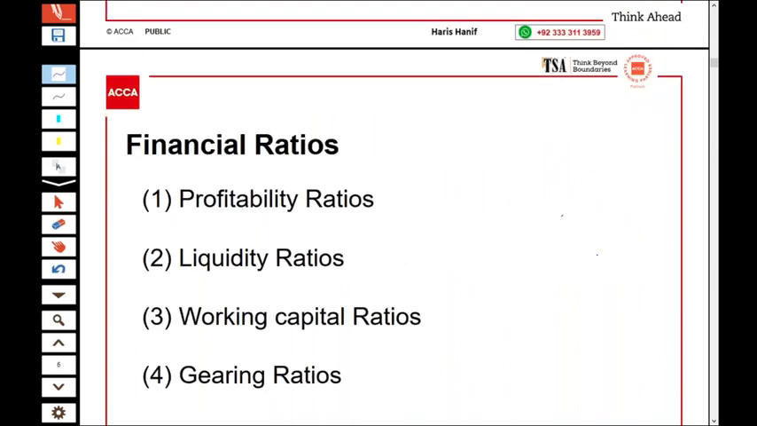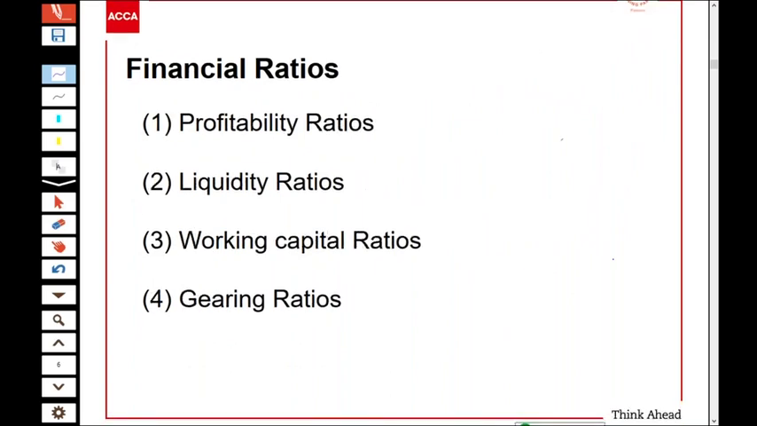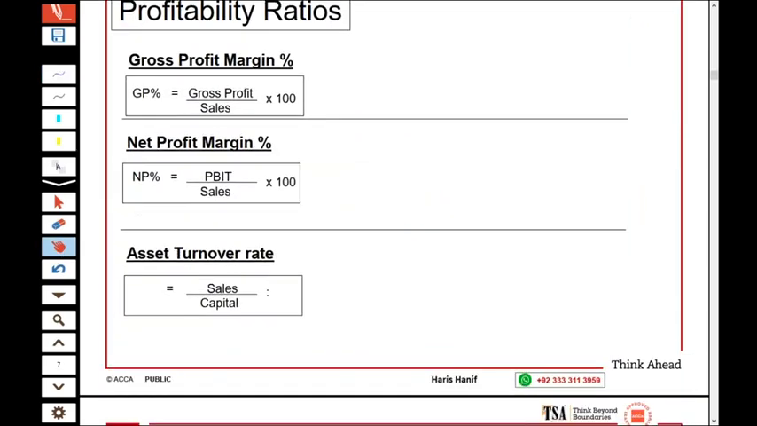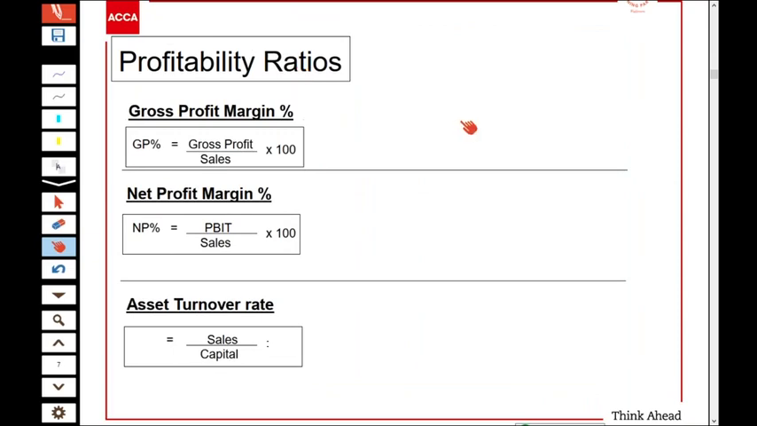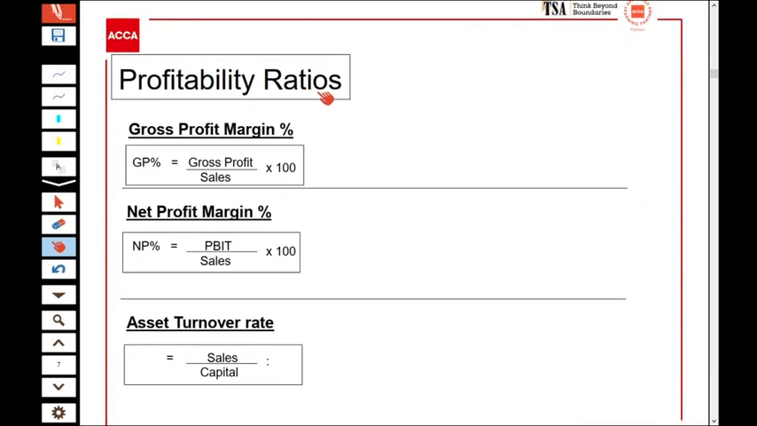Okay, students, now we are going to discuss the financial ratios. And there are four categories. Number one, profitability ratio. Number two is the liquidity ratio. Number three, working capital, and number four, gearing. So first of all, I am here for the profitability ratios.